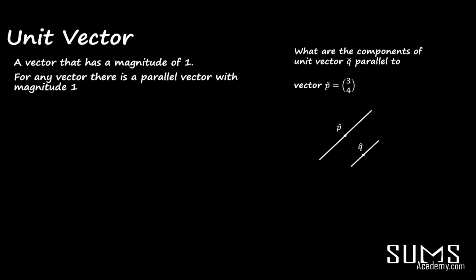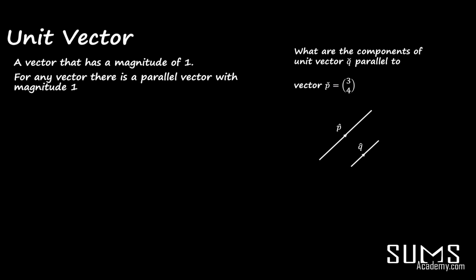So in this lesson, I'm going to look at the unit vector. So what is the unit vector? Well, there is just a standard definition for it. It's a vector that has a magnitude of 1. For every vector, there is a parallel vector with a magnitude of 1. So basically, every single vector has a unit vector.